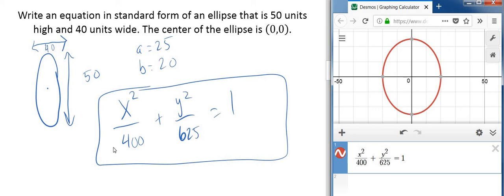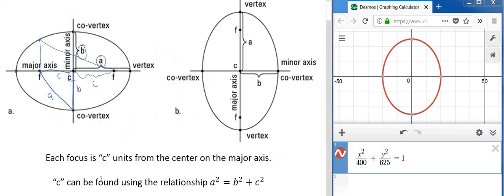The lesson's also going to have you do a few things with the foci. Not bad to use. You just use this relationship here, okay? A squared equals B squared plus C squared. That's how you can find those foci if you need to.